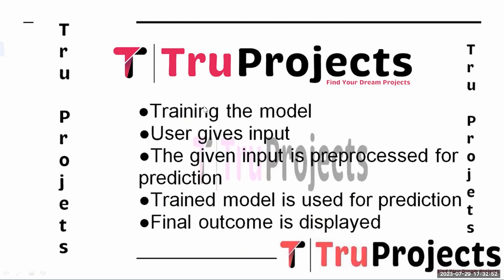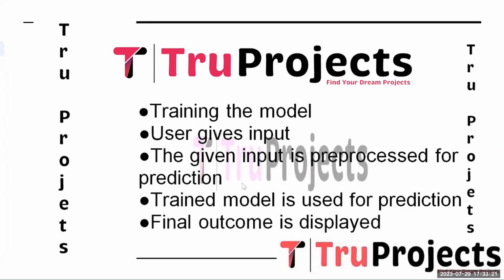And the next step is training the model. Each algorithm is trained on the pre-processed dataset to learn the patterns and the relationship between the features and the student academic performance. And the next step is the user gives the input. A Flask web application is created to allow the user to input the relevant information for predicting the academic performance category.